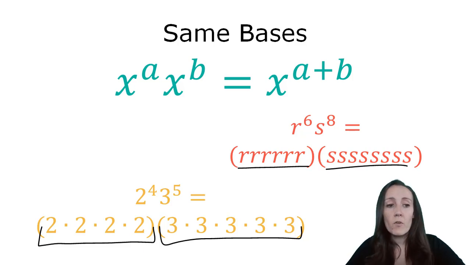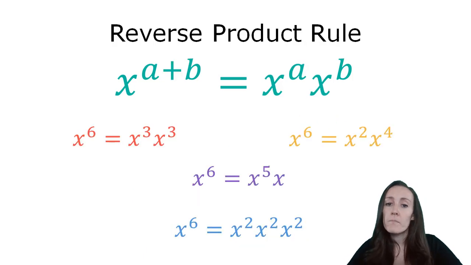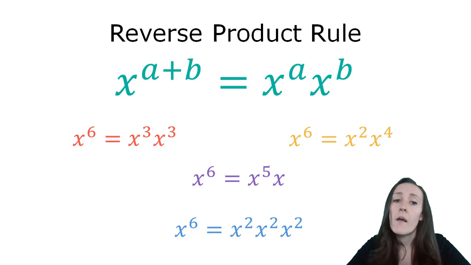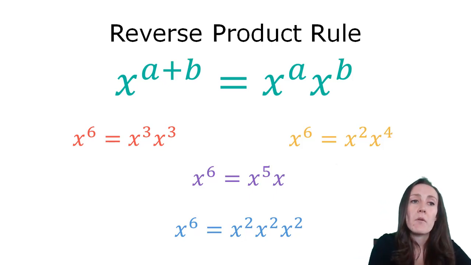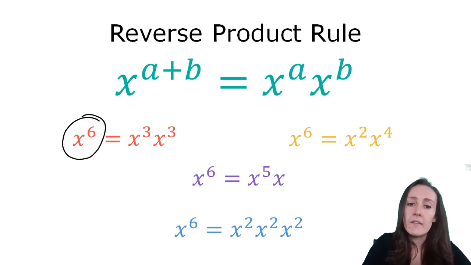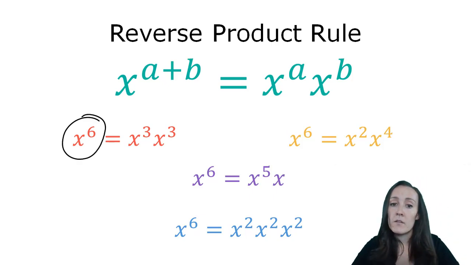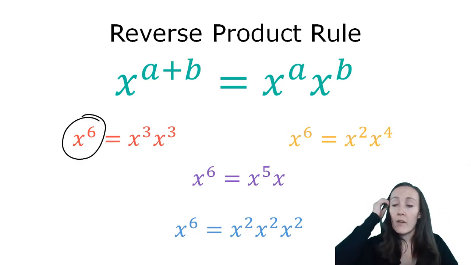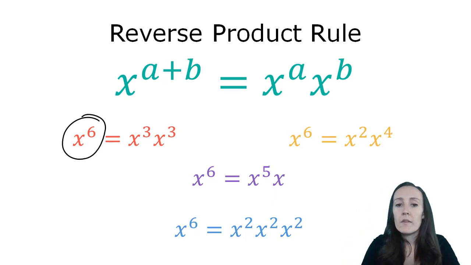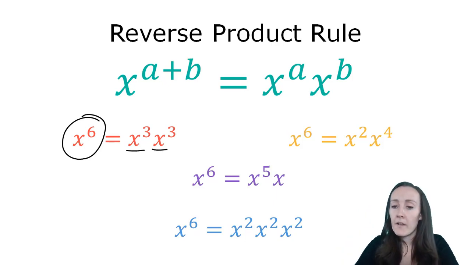Another thing that can be helpful is the reverse product rule. It's the idea that you can use this rule in reverse if that happens to be helpful. So for example, if you had x to the 6th, you could split that up into things that are being multiplied together if it's helpful for you. You could split it up into x cubed times x cubed, or x to the 4th times x squared, or x to the 5th times x, remembering that there's technically an invisible 1 there.